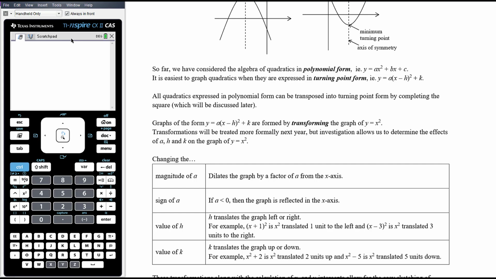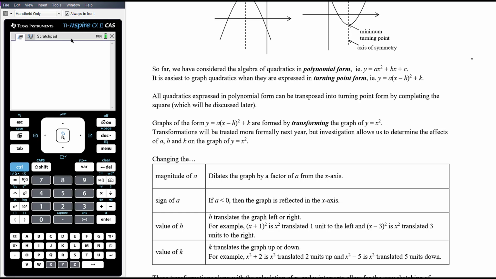If we want to go from this polynomial or expanded or general form to turning point form, we need to complete the square. And we'll review that in a couple of videos' time. But for now, we're not going to be asking you to complete the square. If we're given it in this form, we'll look at how we can sketch it in this form without completing the square. If we're given it in this form, we'll do what we're going to do here in this video.